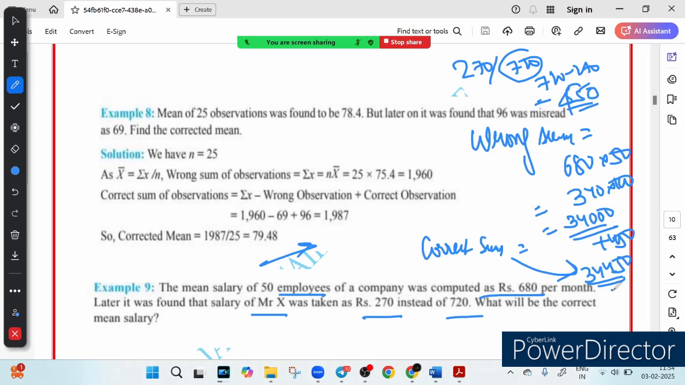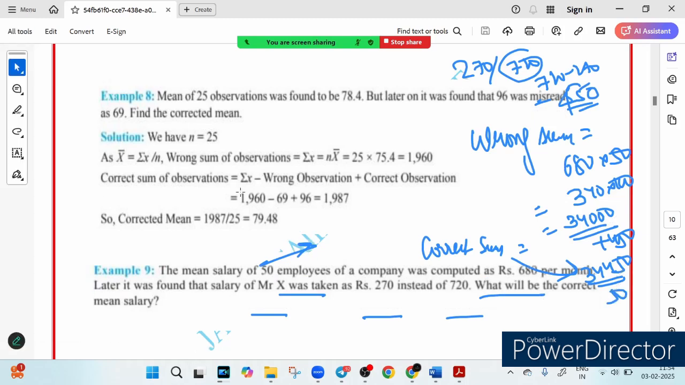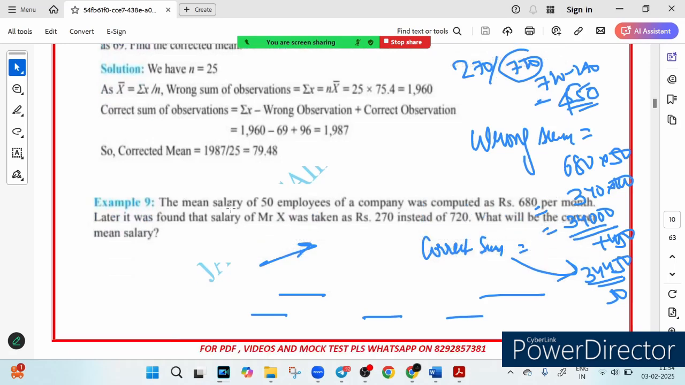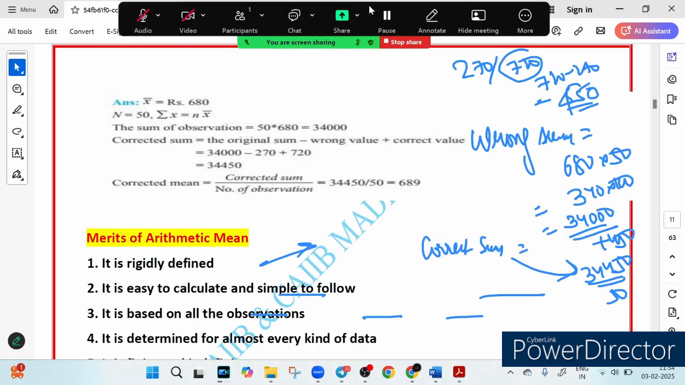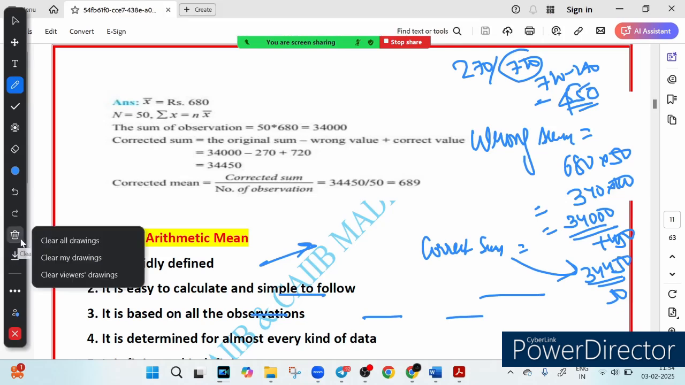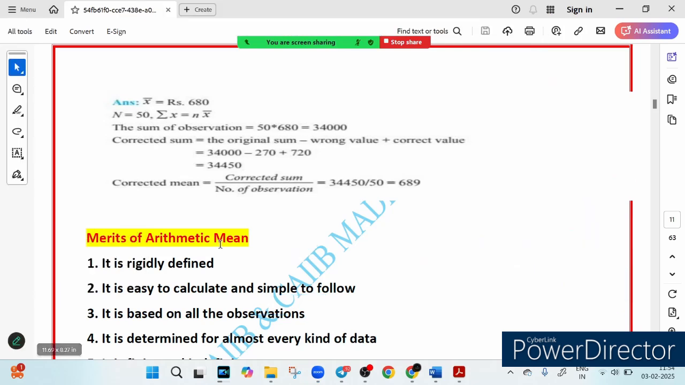Just divide it by 50. You will get the correct mean salary. That is what we have done here. Let me show you. Right. Just wait a minute. Yeah, here it is. So 34450 divided by 50, you will get 689, which is our correct mean. So this way you should go about calculating the corrected mean.